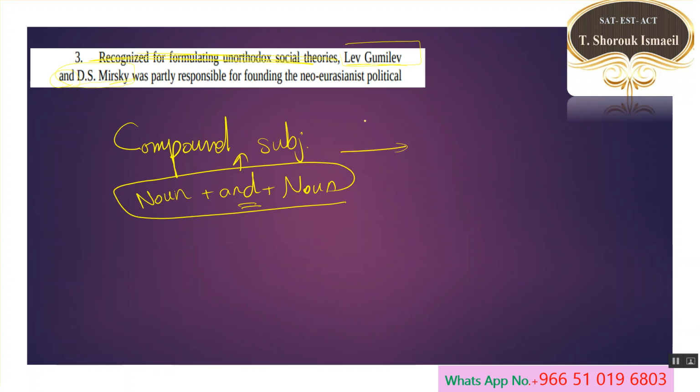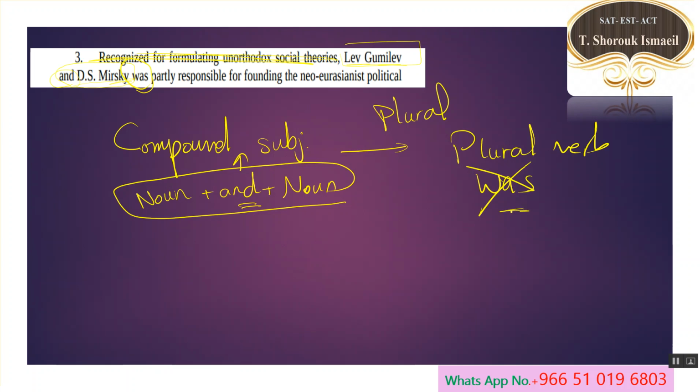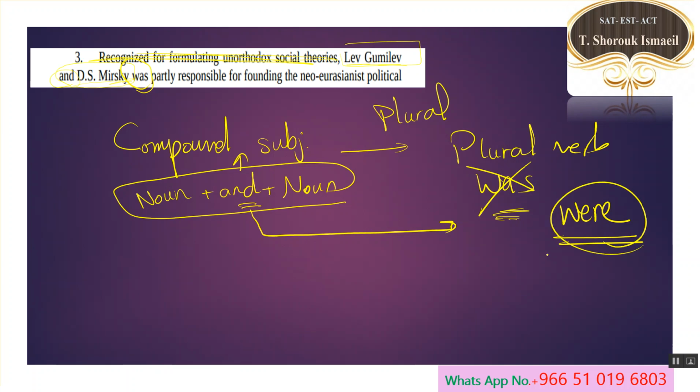A compound subject is treated as plural. So it has to be followed by a plural verb. Let's have a look at my verb here. Was. Oh, that's a big problem. Why? Because we cannot have a singular verb with a compound subject. So we cross it out and make it "were". This is the correction. Now it's plural and it agrees with its subject.